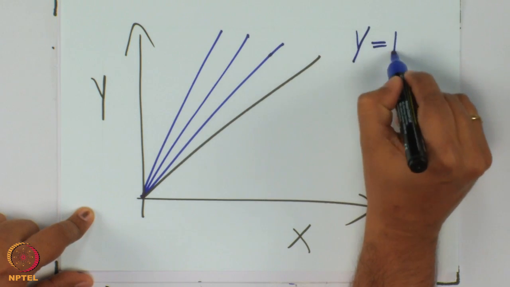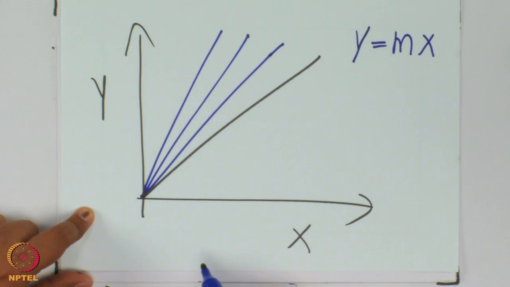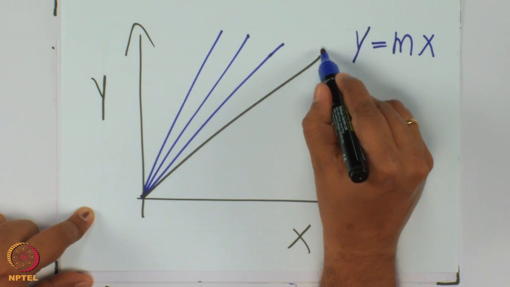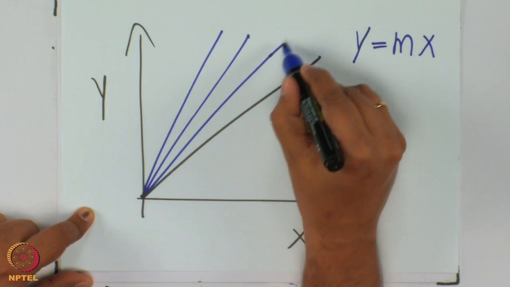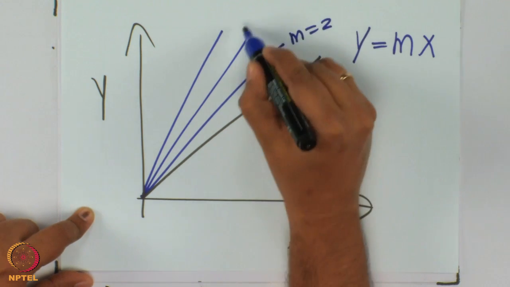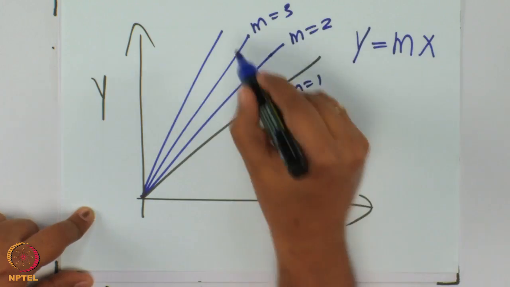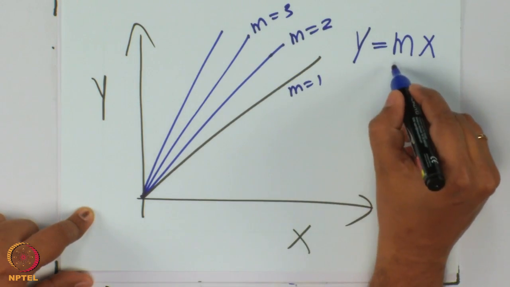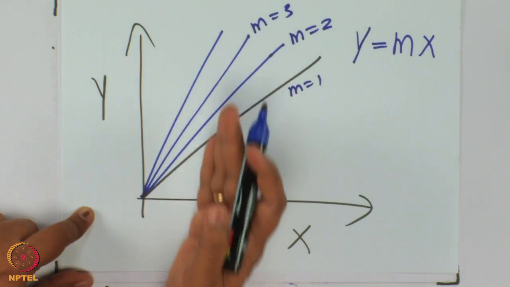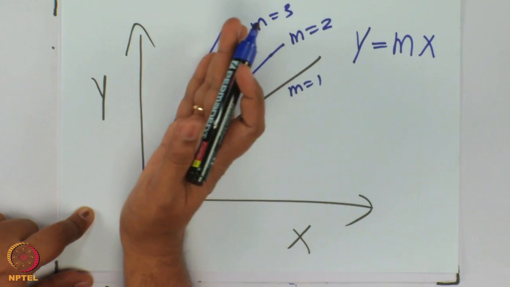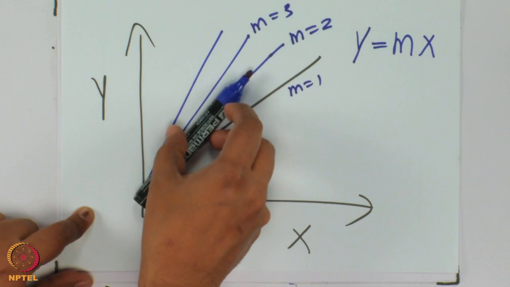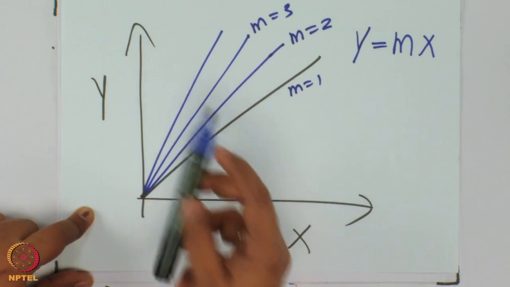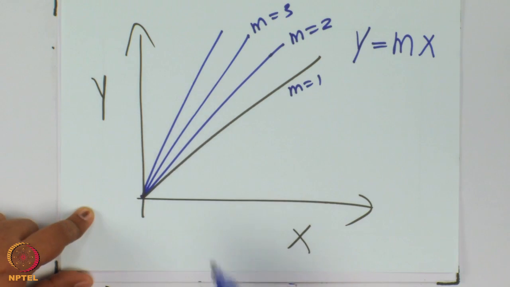So, in general I can write y is equal to mx, right. Here m is equal to 1, m is equal to 2, m is equal to 3, so that is y is equal to 3x, and so on and so forth. As m goes larger and larger, the line will tilt and become closer and closer to the y axis, right. So, think about what happens at the y axis.